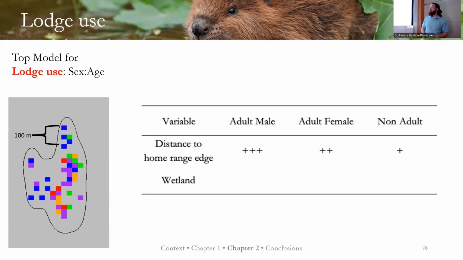So moving on to some of my results from that, we used a mixed effects logistic regression and found that the top model for lodge use was a combination of sex and age and the environmental covariates we included. And you'll notice on the table, anything that has multiple pluses versus one is just indicating the intensity with which they responded to this variable. And so for all adult males, adult females, and non-adults, these clusters were more likely to occur away from home range edges, but that was a more intense response for adult males as opposed to, say, non-adults.